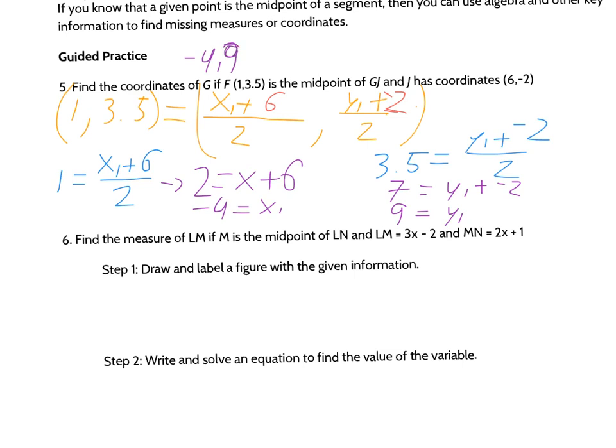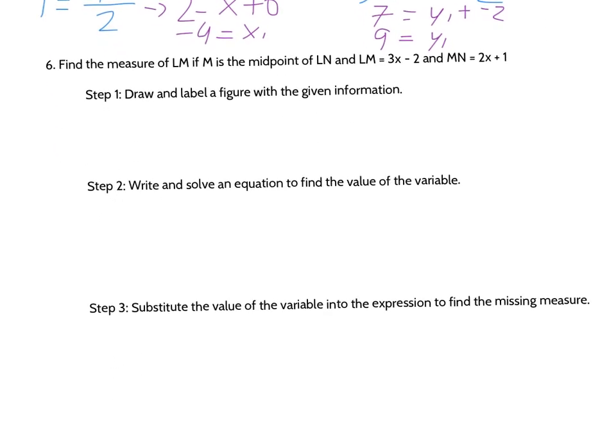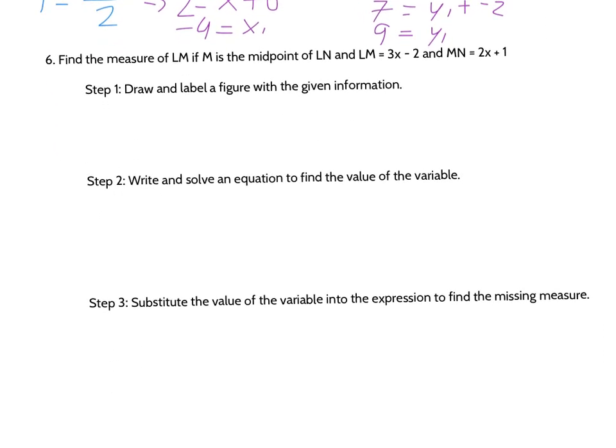Okay, now let's use drawing to help us out. We want to find the measure of LM if M is the midpoint of LN, and LM is equal to 3x minus 2, and MN is equal to 2x plus 1. Folks, there are a lot of letters in there. Let's sort this out by drawing and labeling a figure with our given information.